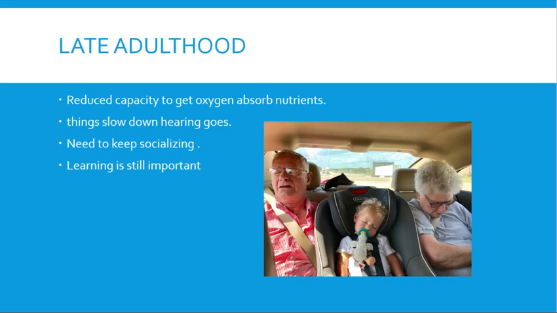Late adulthood: reduced capacity to get oxygen, to absorb nutrients. Things slow down. The hearing starts to go. And we have a need to keep socializing. As you get older, it's just as important to socialize as when you were younger. It is one of the protective factors that keep you sane as you get older. Learning as well is still important. So learning new things, new ideas, book clubs, and the like are important in acting as protective factors as different brain-related issues start to creep up.